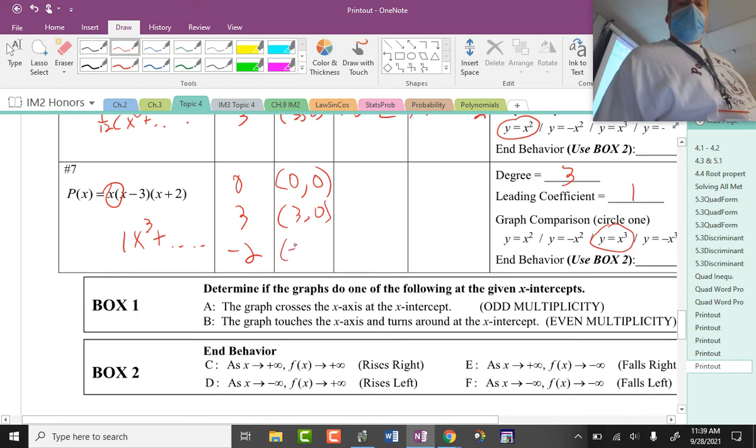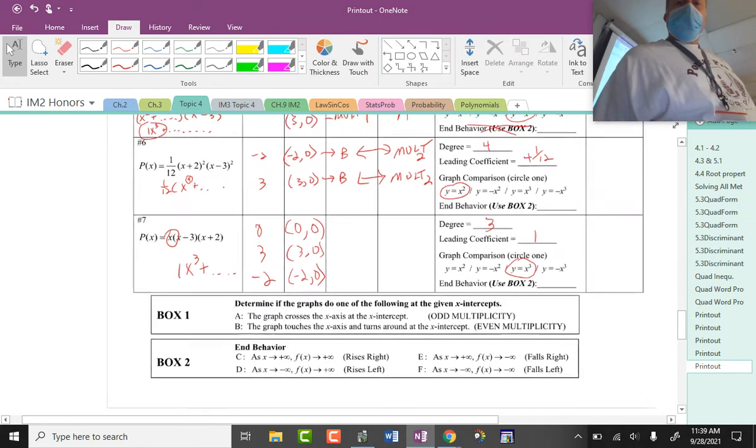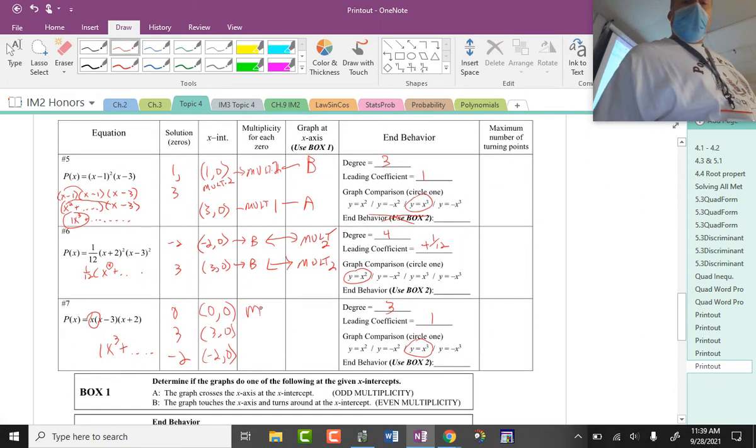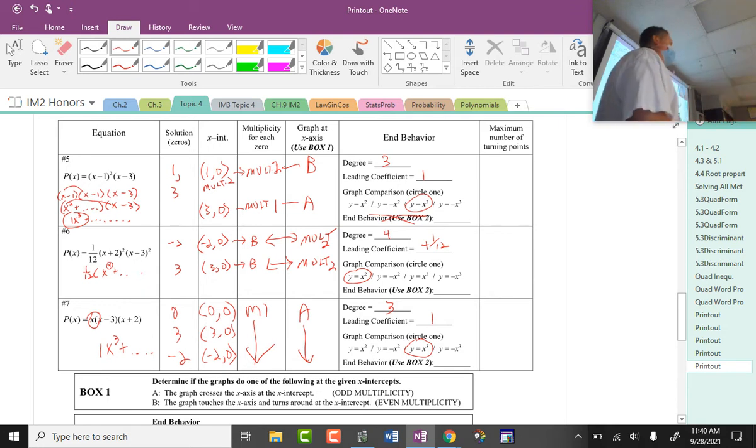And then we're going to add one more thing when we actually go ahead and graph this. All of these are multiplicity 1. So they're M1 all the way down. So they're all A's all the way down if you look at the coding of this worksheet. It's just going to go right through the 0. Nothing special at all. And then maximum number of turning points, it's 2. I'll see that in the graph, how you're supposed to make these sketches on the next page.